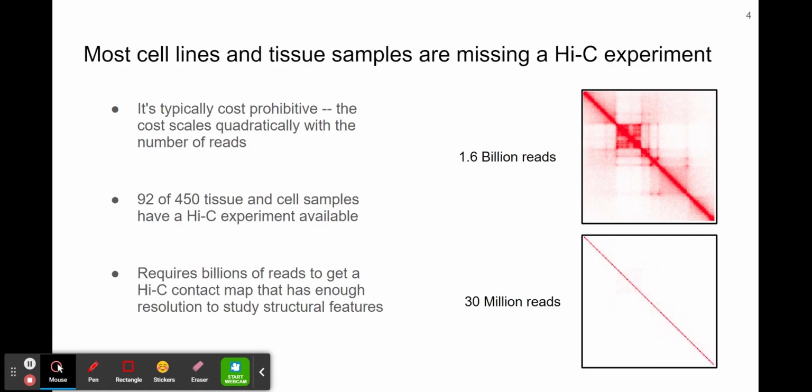Unfortunately, it's cost prohibitive to conduct a Hi-C experiment that generates a lot of Hi-C reads, because the cost, in terms of both human labor and reagents, scales quadratically with the number of reads required for the Hi-C contact map. Because of this, on the ENCODE portal, only 92 out of 450 tissue samples have a Hi-C experiment available. And of those 92 samples, most of the Hi-C experiments produce Hi-C contact maps with reads in the order of millions rather than billions, which is required to understand the structural features at a fine scale.